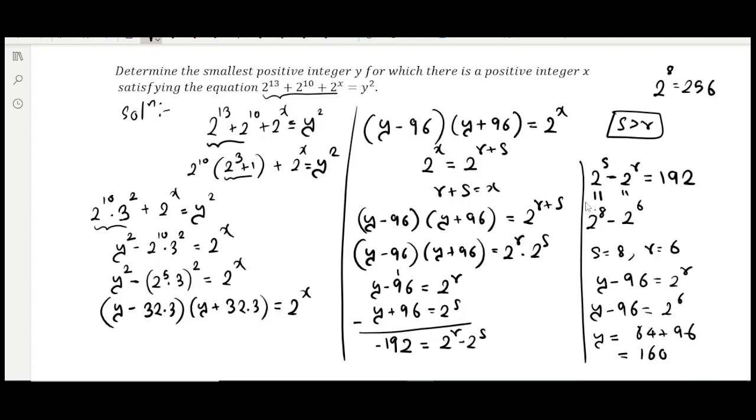Determine the smallest positive integer y. So the smallest positive integer y will be 160. So the answer is 160. Hope you understand the concept.